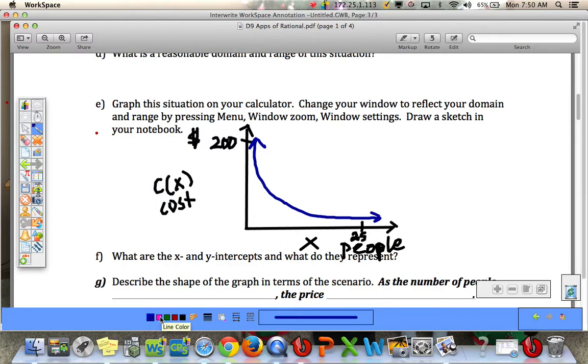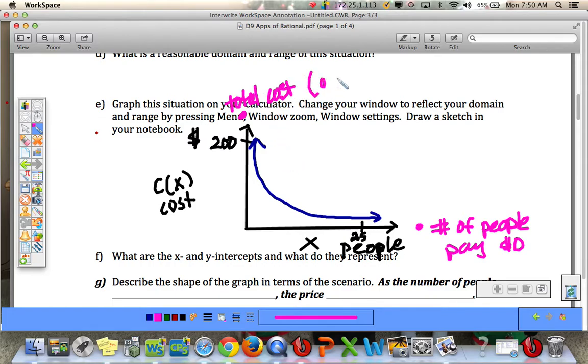Well, the x-intercept would be along here. We don't know what it is. And the y-intercept would be along here. So the x-intercept would be the number of people that pay $0 because it would be free. And the y-intercept right here would be the total cost, because here's 0 people, so this would be total cost. Total cost is 0 people paying.